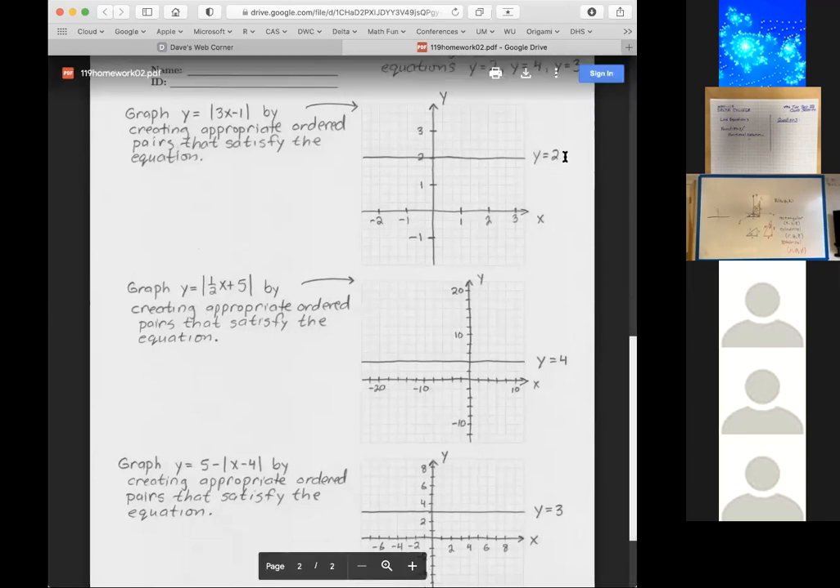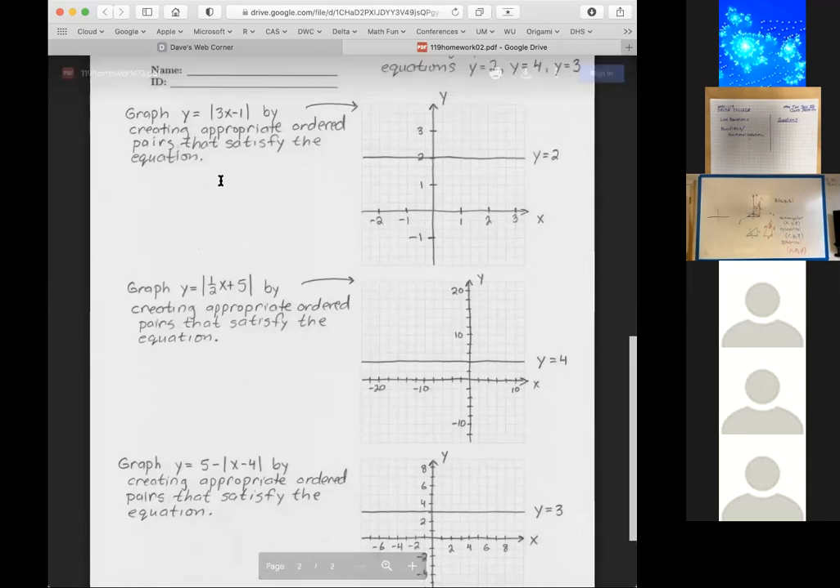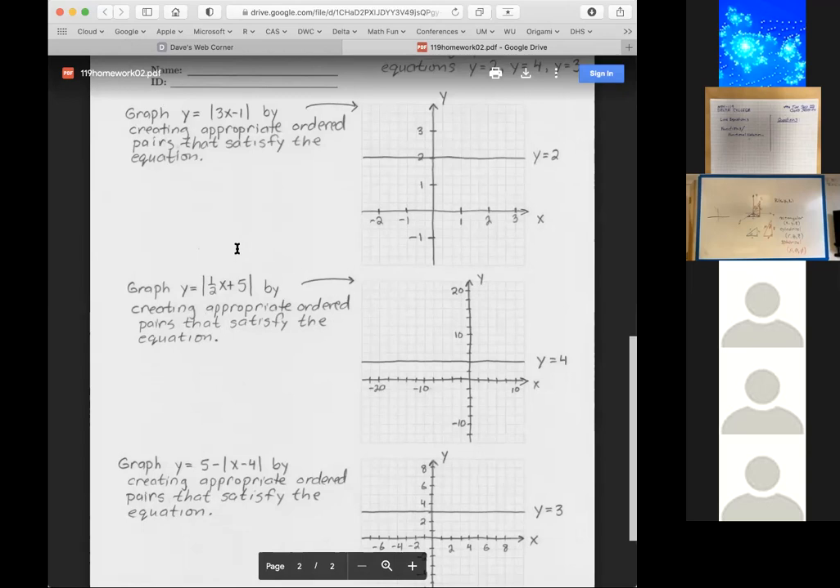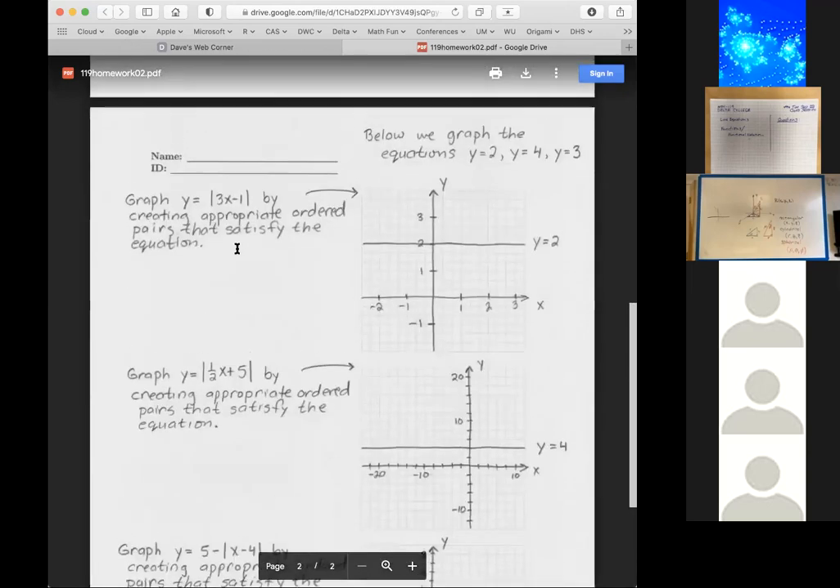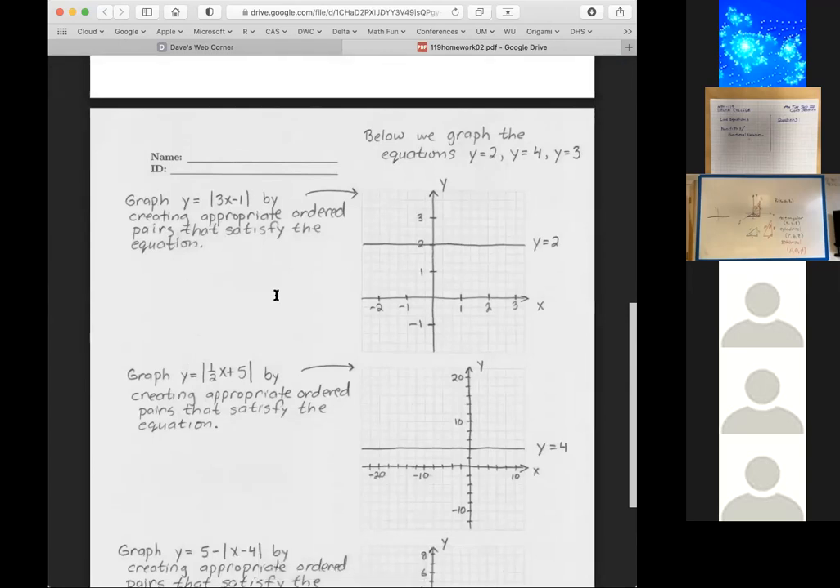I also graphed the line y equals 2, y equals 4, y equals 3. And then you're going to see how the absolute value of 3x minus 1 relates to that. Now, we didn't draw any absolute value graphs specifically in class, but I made a video where I showed you how to graph the basic absolute value graphs.